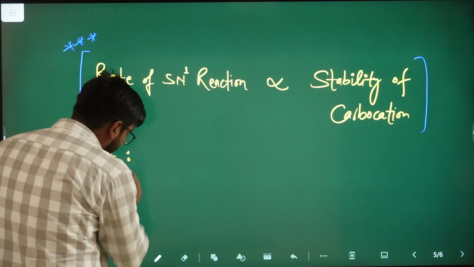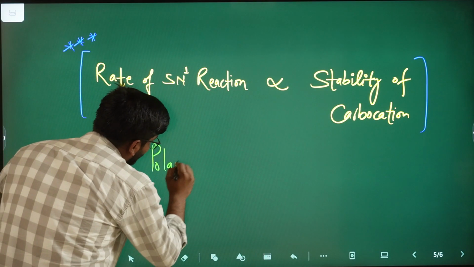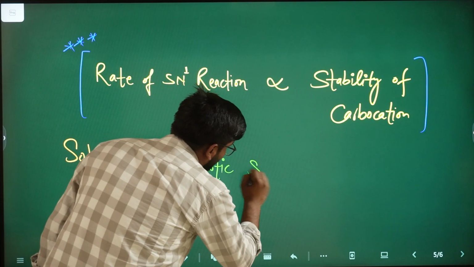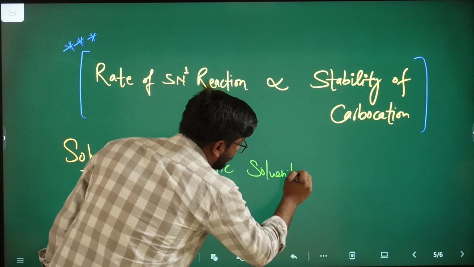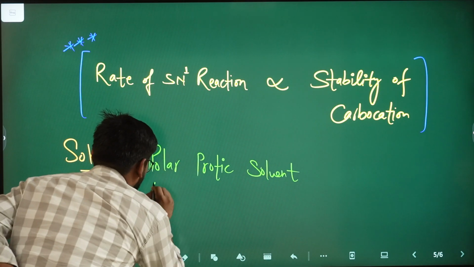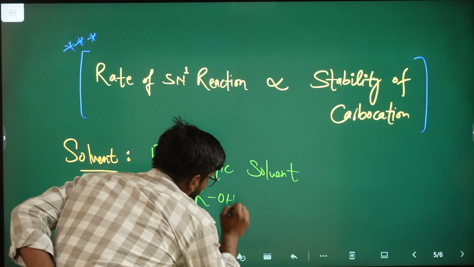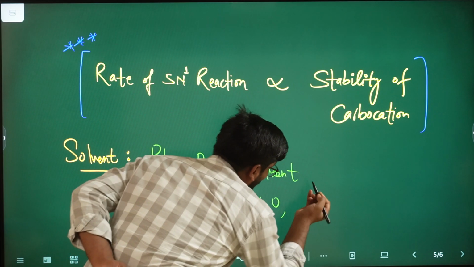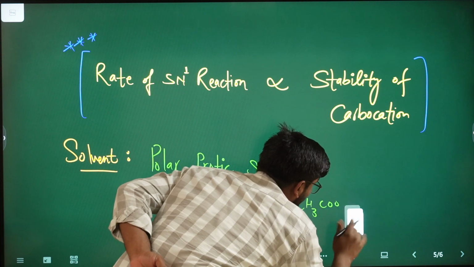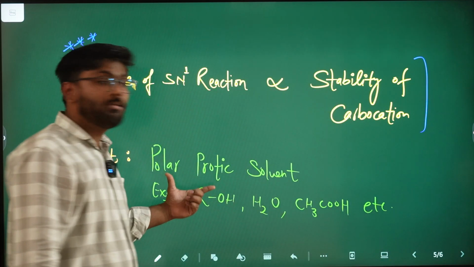In SN1 reaction, we take a polar protic solvent. Polar protic solvent. An example is any alcohol, or H2O, or acetic acid type. So these are polar protic solvents, etc. What is meant by polar protic?